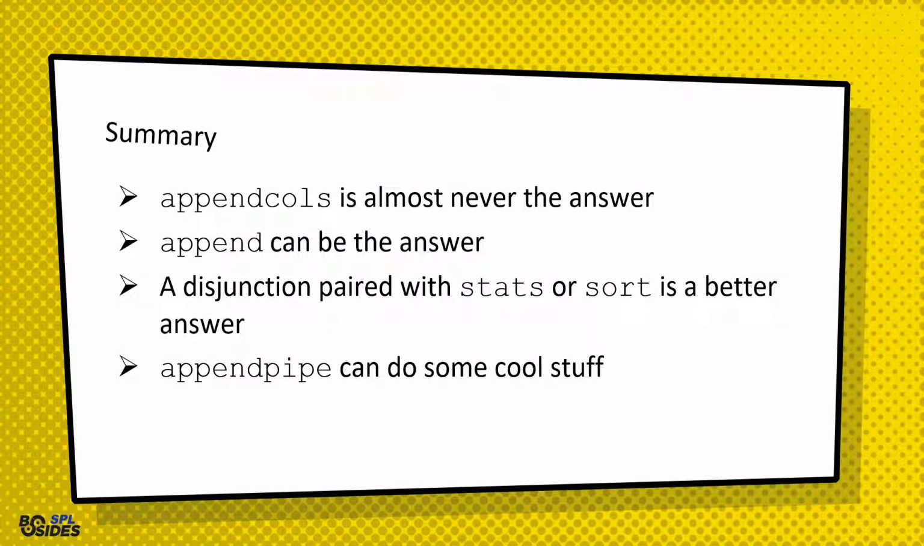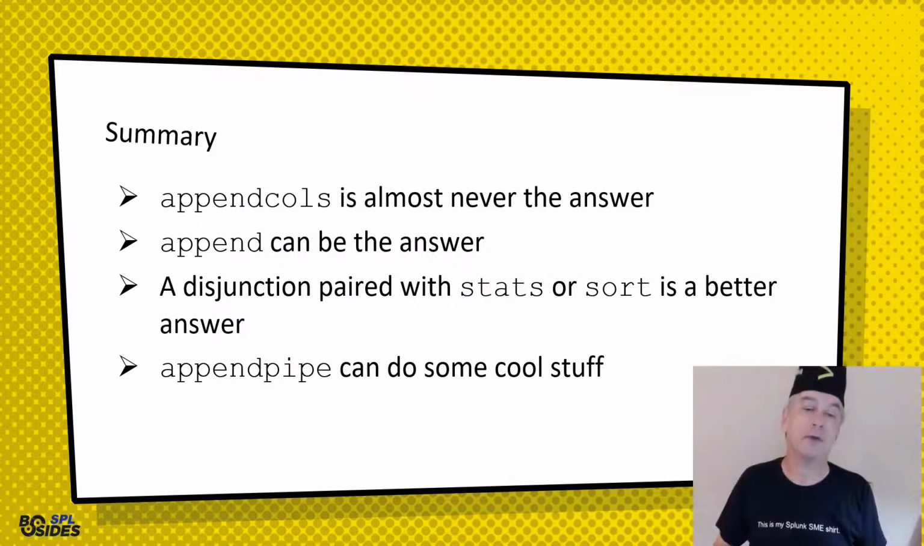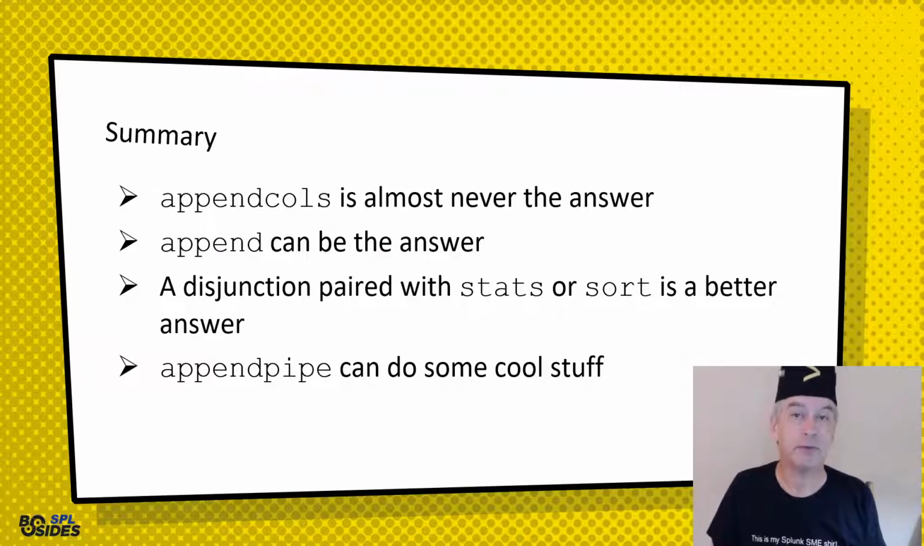So to summarize, the appendcols command is almost never the answer to a problem because of its limitations. Append is more useful, but it can be replaced by a simple disjunction oftentimes. And finally, the appendpipe command also has limited application, but it can be useful in certain cases.